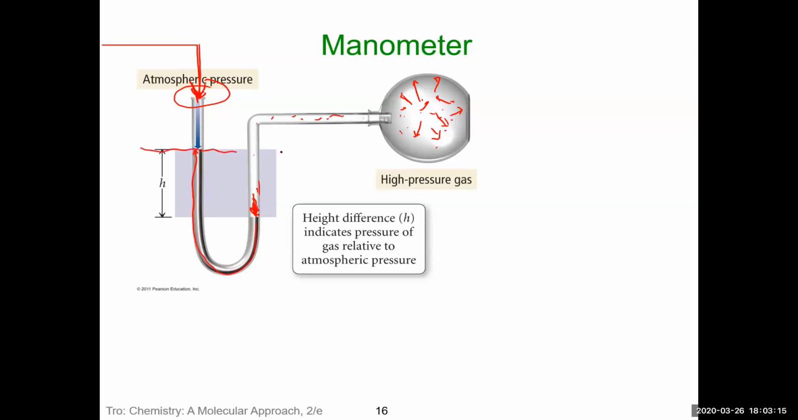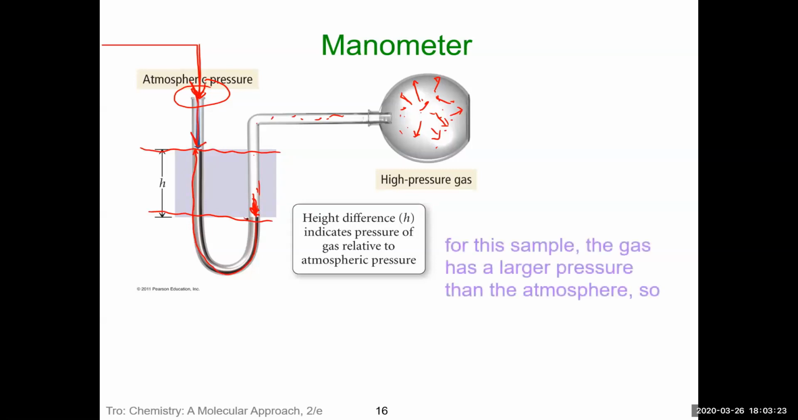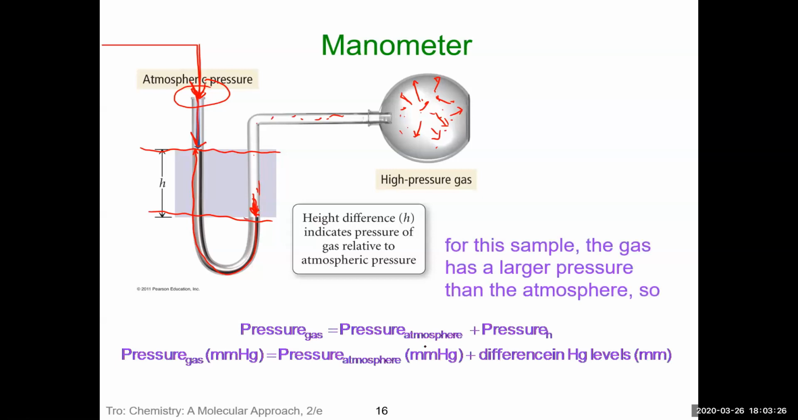And so you measure the difference in the height between atmospheric pressure and the gas pressure. When you do this, you can see here that it's going to be atmospheric pressure plus the height, because the pressure of the gas is greater than atmospheric pressure. So it's going to be usually 760 plus the height. And that's the pressure of the gas.